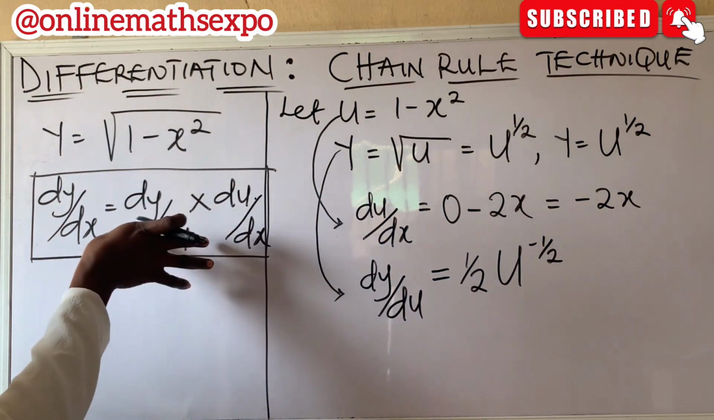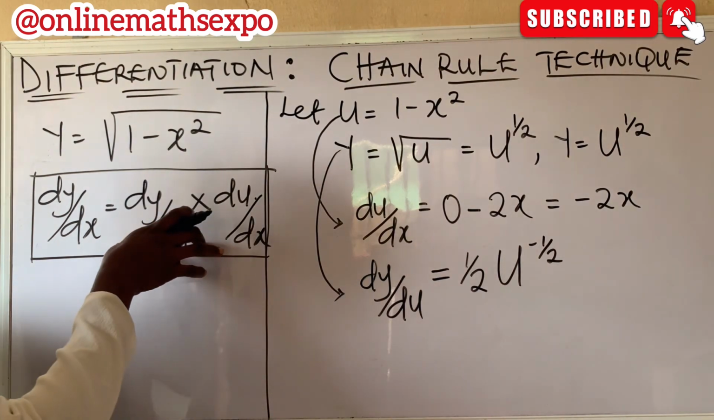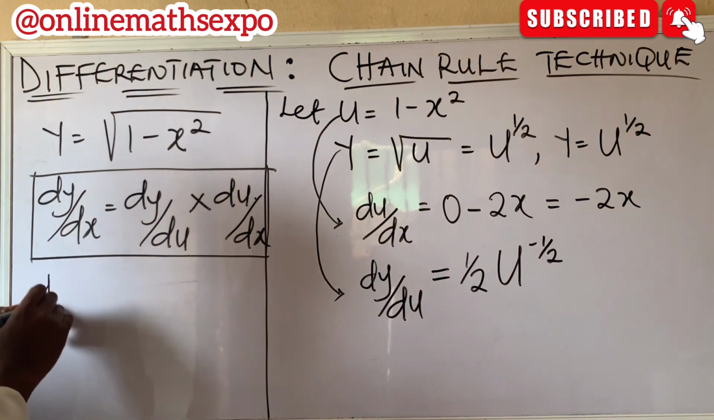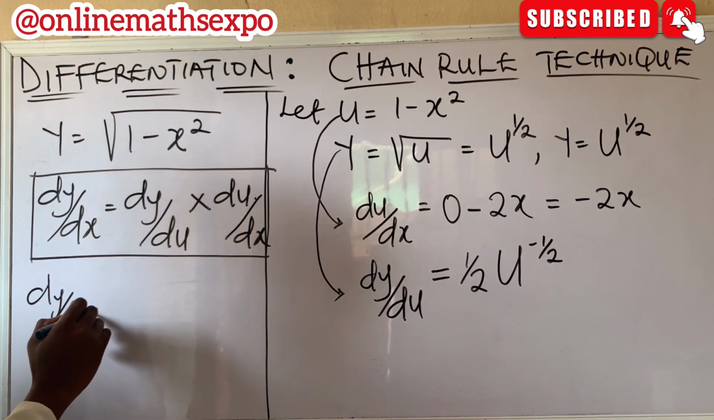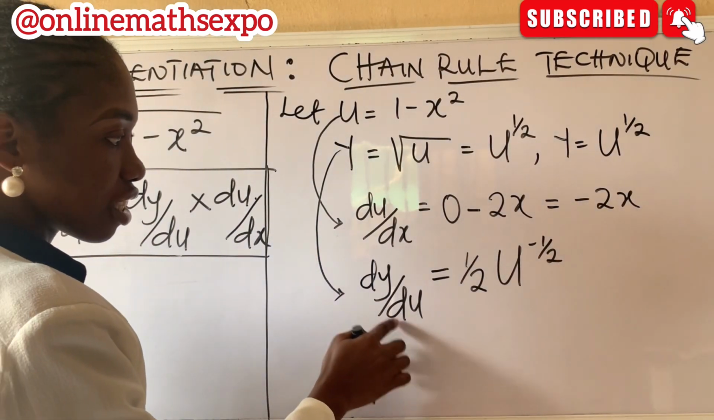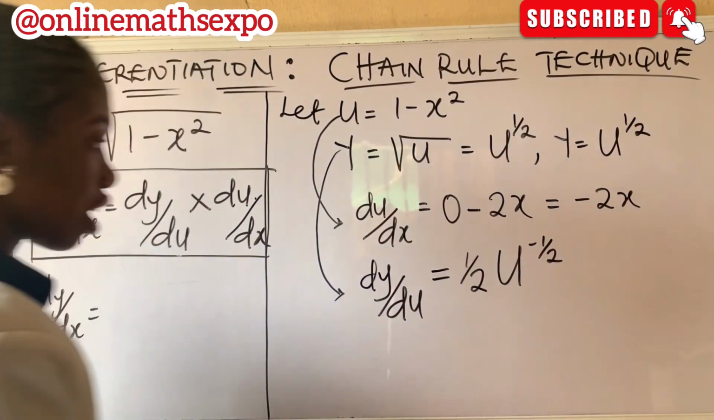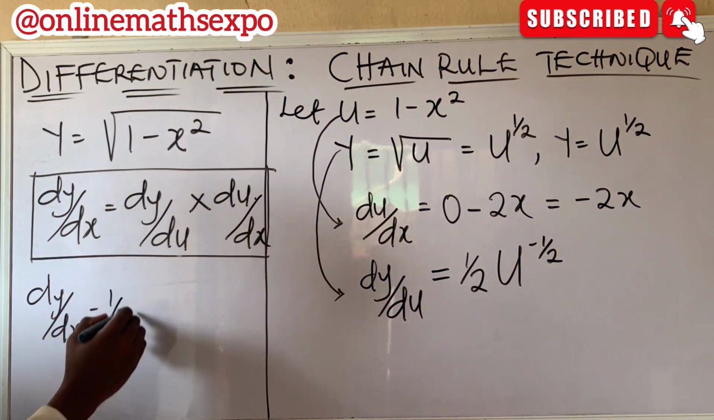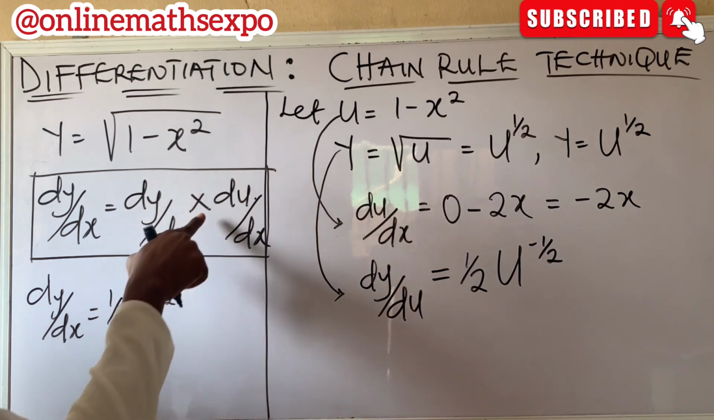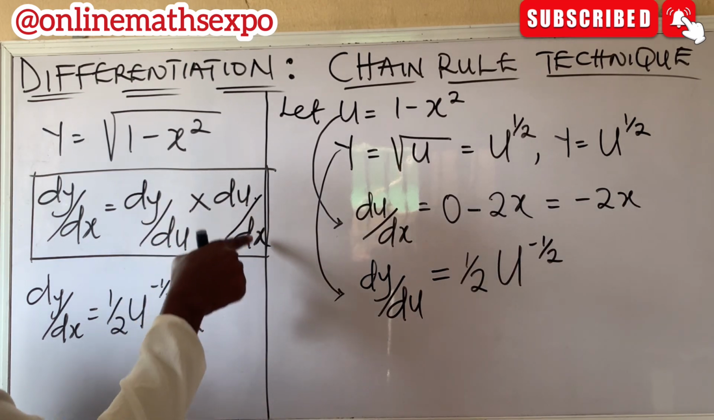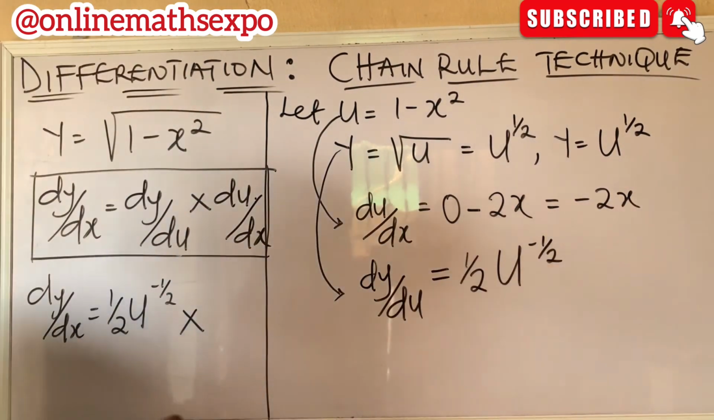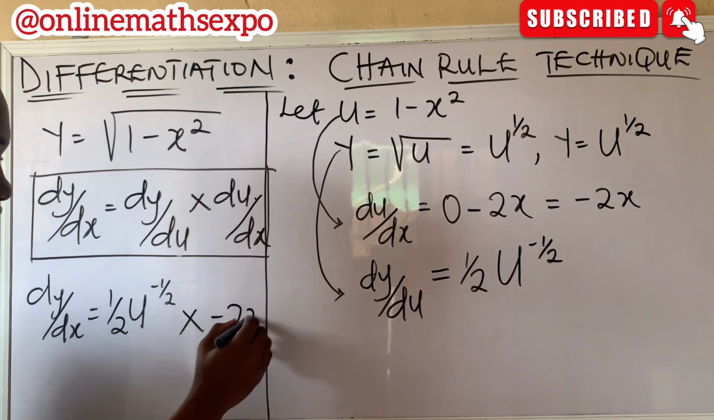Okay, now having stated this chain rule, we are going to use it to simplify. So our dy dx will now be equal to dy du, which from what we have differentiated gave us this value. So we're going to have half u to the power of negative half, then multiply it by du dx. What is your du dx? It is negative 2x. I hope you see how simple that is.